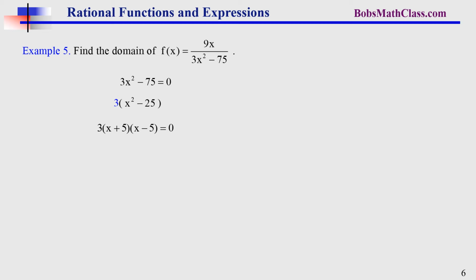Okay, so set each of our factors equal to 0. 3 equals 0. x plus 5 equals 0. x minus 5 equals 0. Right, the first one doesn't make any sense, right? 3 doesn't equal 0. So you could ignore that one. Solve the other two equations. The second one will give you x equals negative 5, and the third one will give you x equals 5. So we have our domain. All real numbers, x cannot equal negative 5, and x cannot equal 5.